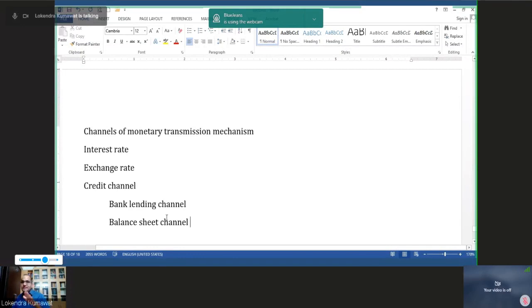So that means the value of institutions' net worth declines. As you know, if banks' or firms' net worth declines, it becomes more difficult for them to take loans. As a result, it becomes difficult for them to make investment. So this is called the balance sheet channel. Finally, the asset price channel.